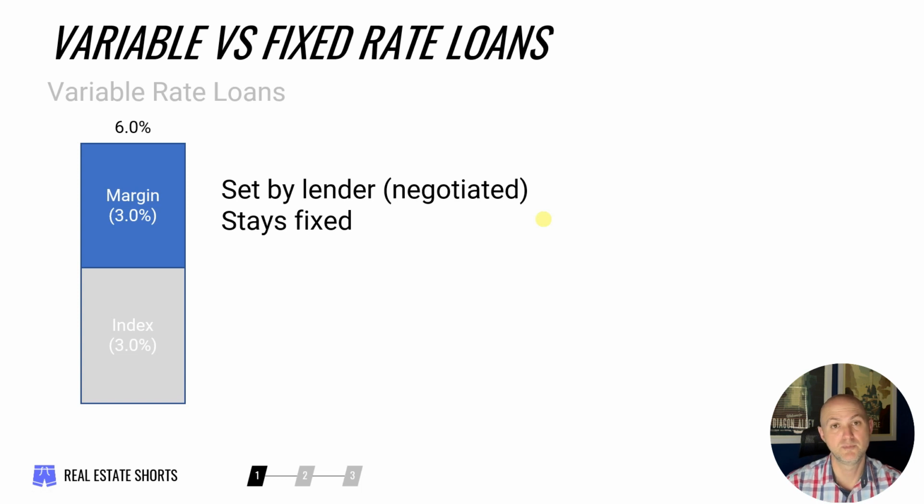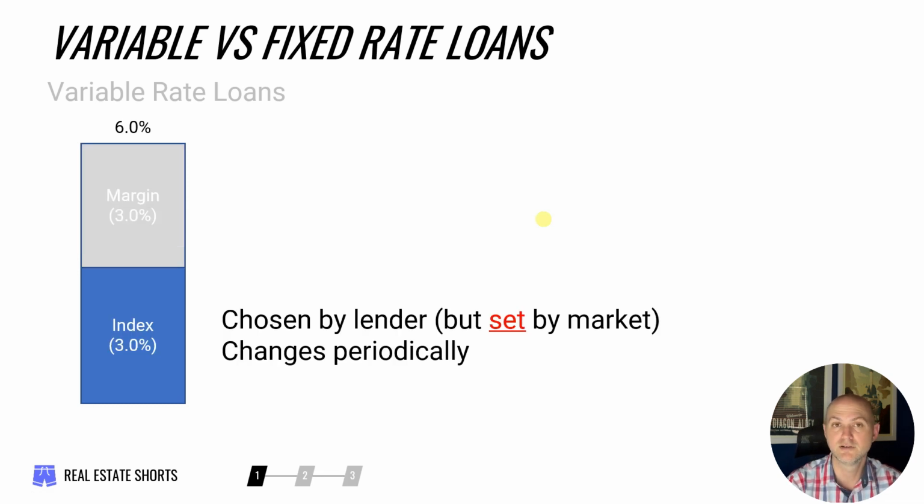So up top on the margin, we have this negotiated spread or this negotiated profit margin, if you will, that is set by the lender, and it is fixed for the life of the loan typically. So we could come in and negotiate with the lender and we'll go back and forth. Maybe they start at 3.5 and I counter at 2.5 and we end up at 3.0. But the margin is then set and fixed within the loan documents.